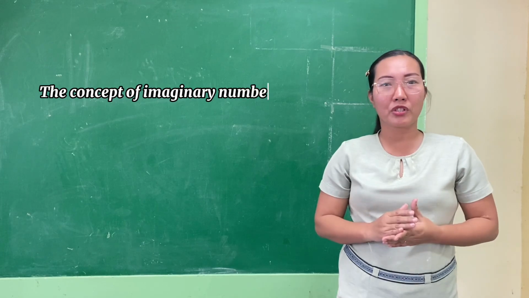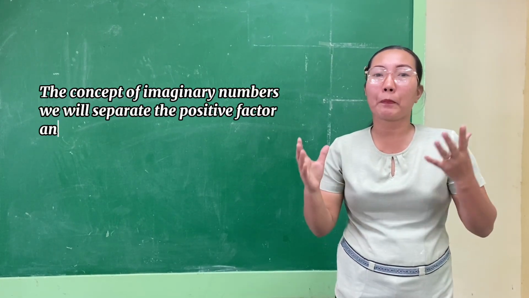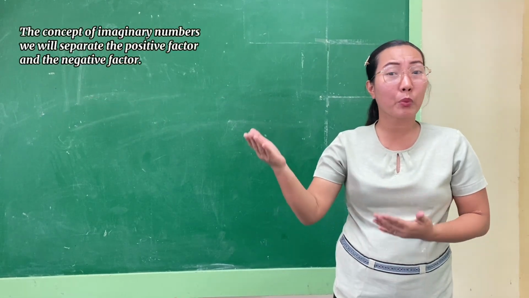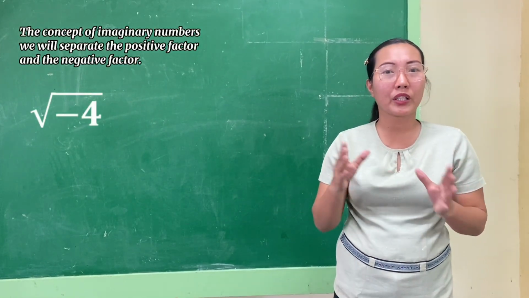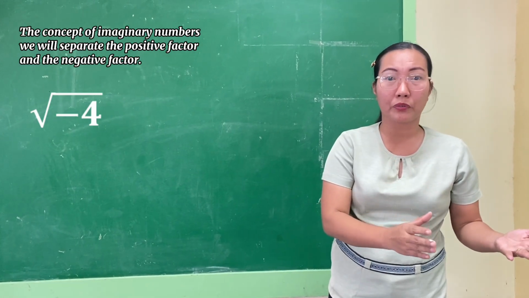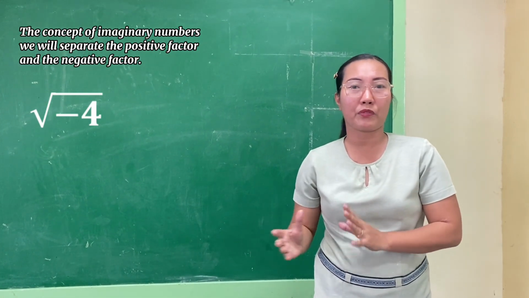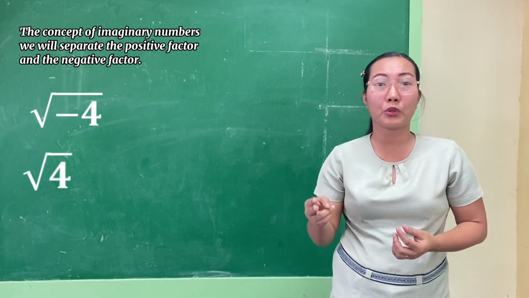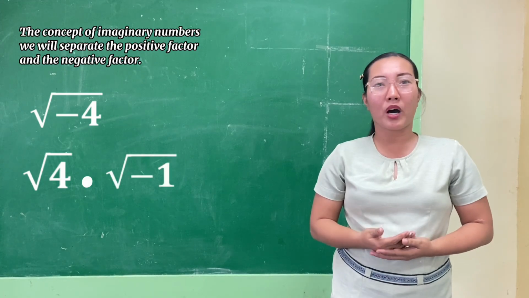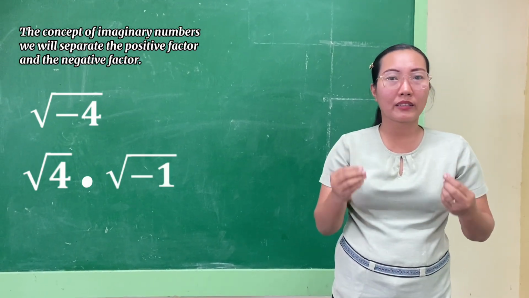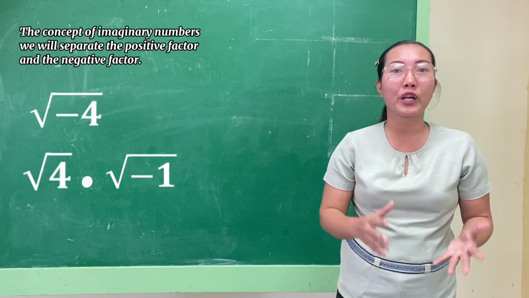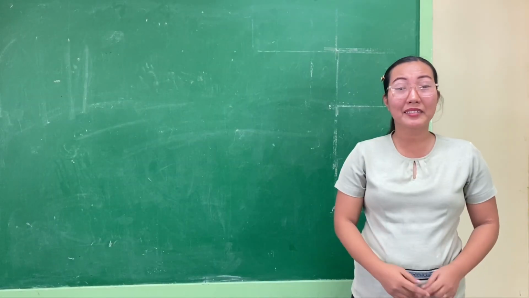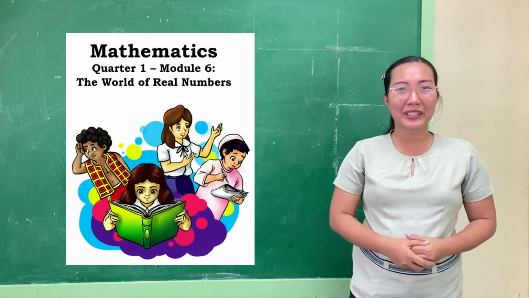In the concept of imaginary numbers, we will separate the positive factor and the negative factor. So for our example, the square root of -4, we can factor it out as the square root of -1 times the square root of +4. So the square root of +4 is 2, and the square root of -1 is the small italic letter i. Therefore, our answer is +2i.